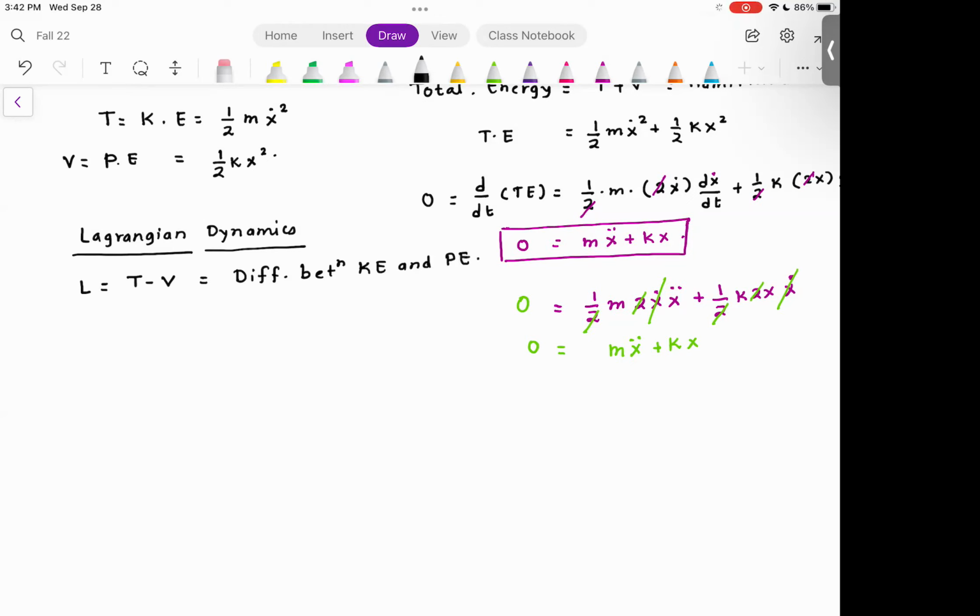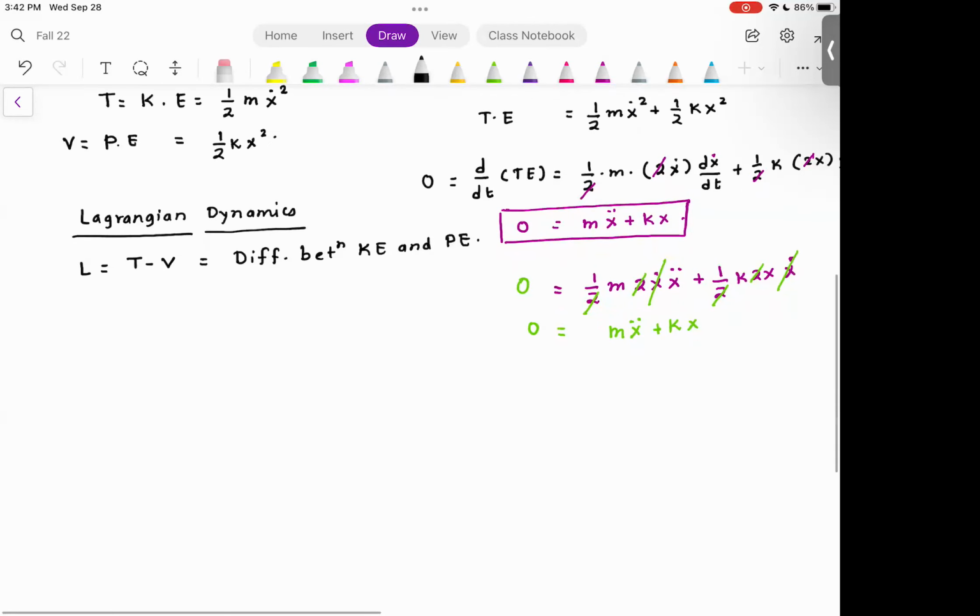Okay. And the idea is first form the Lagrangian. And then the equations of motion are given using the Lagrangian equation of motion: 0 is equal to d by dt of partial L by partial x dot, minus partial L by partial x.